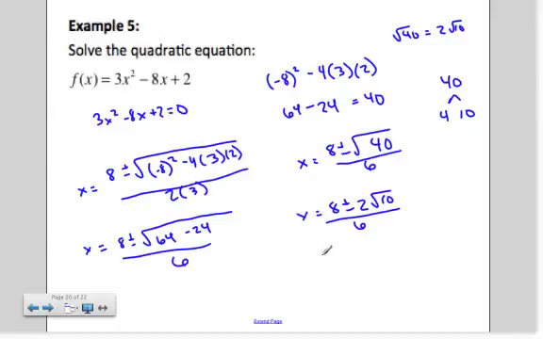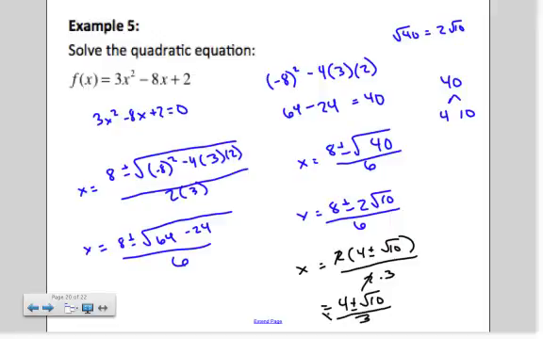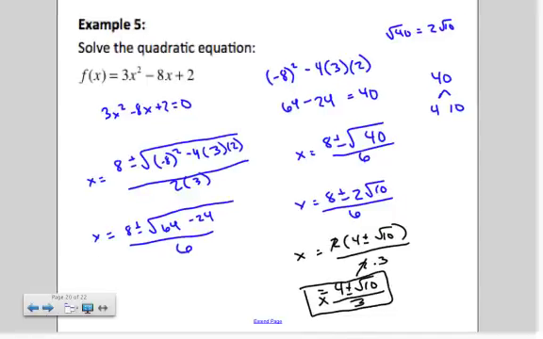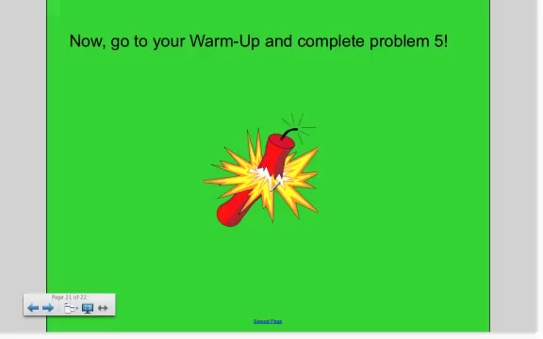And on the top I can factor out a 2 because 2, 8, and 6 all have a factor of 2. So that's 2 times 4 plus or minus the square root of 10 over 2 times 3. The 2's cancel out, and that gives me 4 plus or minus the square root of 10 over 3. And that's what x equals. Ta-da! And that just helped me know that it wasn't factorable, so I didn't waste my time. So now go to your warm-up and complete problem number 5.